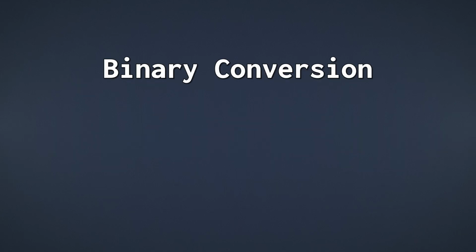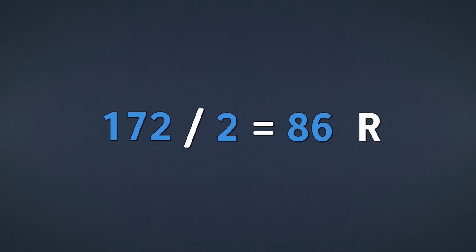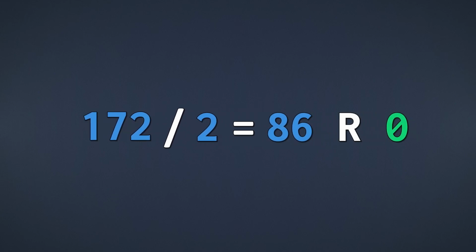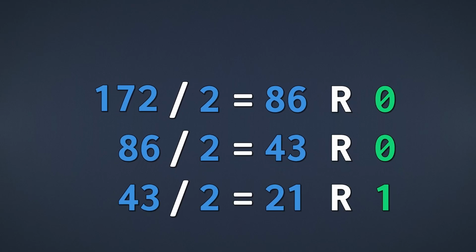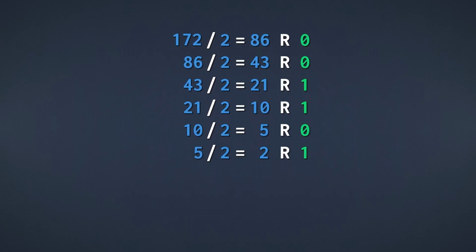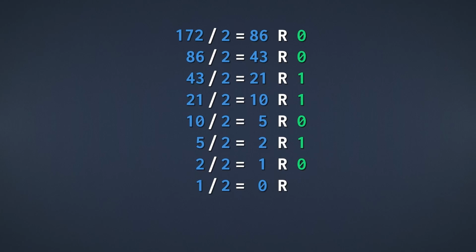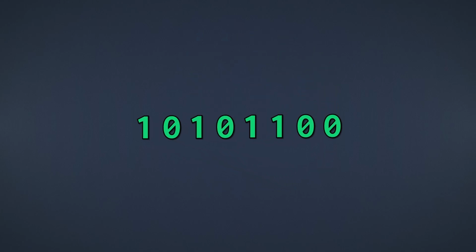There are 2 other methods of converting between decimal and binary that I like even more. Take any decimal number, I chose 172, then divide it by 2 with the remainder. Take the result and divide it by 2 with the remainder. Keep doing this until you reach 0. As you might have guessed, the remainders form 172 in binary.